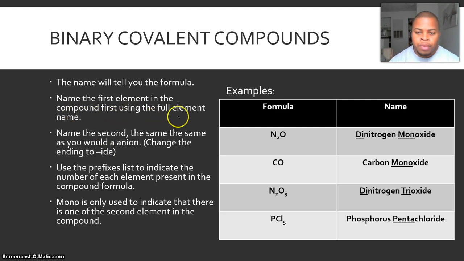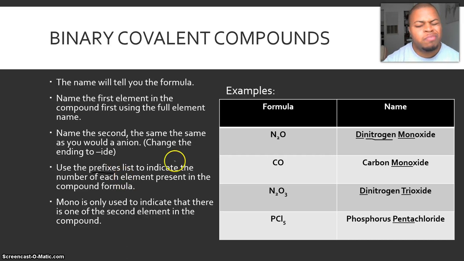So in this case, that's why it's dinitrogen instead of dinitride. Second, we're going to name the second element as if we would do the anion, so changing the ending to -ide. Now, if there's more than one of the element, we need to use prefixes, which are given to you on the next slide.